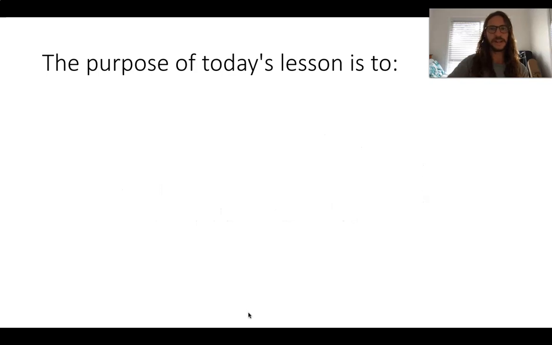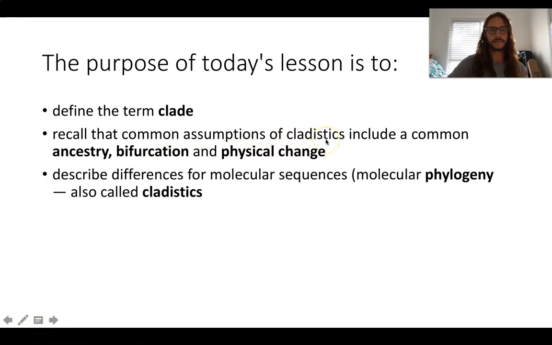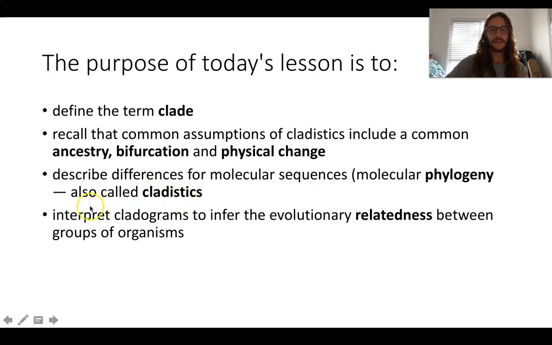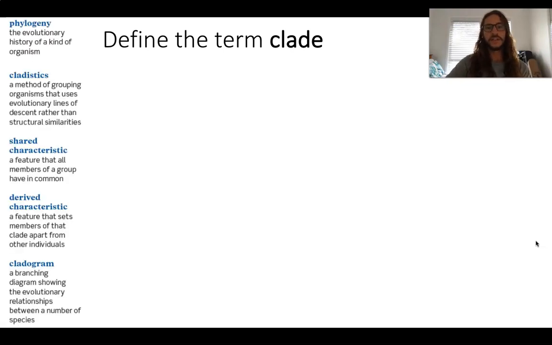The purpose of today's lesson, we're going to talk about clades. We're going to look at a few assumptions associated with cladistics. We're going to look at molecular sequencing and how this is involved in cladistics. And then we will be practicing interpreting cladograms. So first up, to define the term clade. There's a few keywords that we're going to go through.